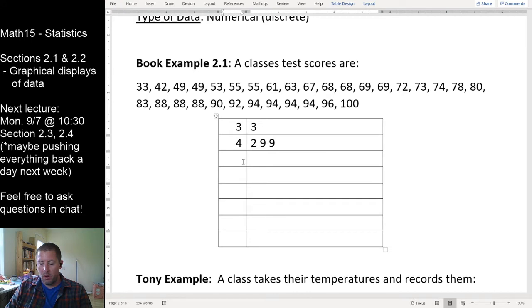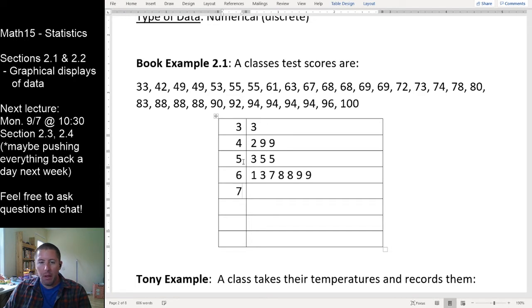And so we can keep going here. So we've got our 50s row. I've got a 53, 55, 55. I've got my 60s row. I've got a 61, a 63, a 67, 68, 68, 68, 69, 69.